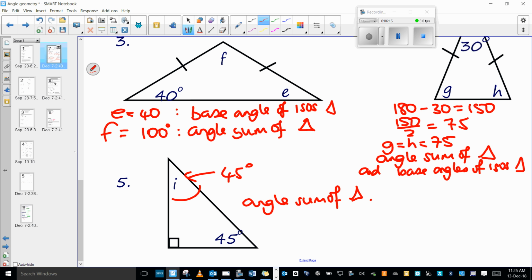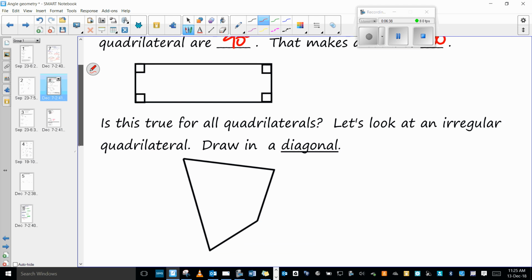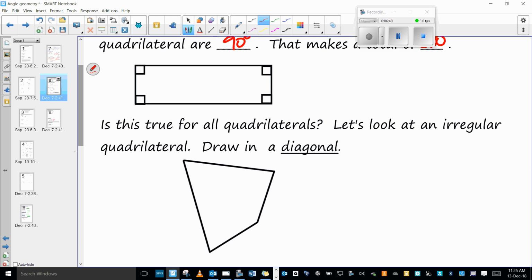Angles of a quadrilateral. What's the shape? We know that all four angles in this quadrilateral add up to how much? Okay, so is it true for all quadrilaterals? Do we know that all four-sided shapes add up to 360? Yes, we do. Excellent.